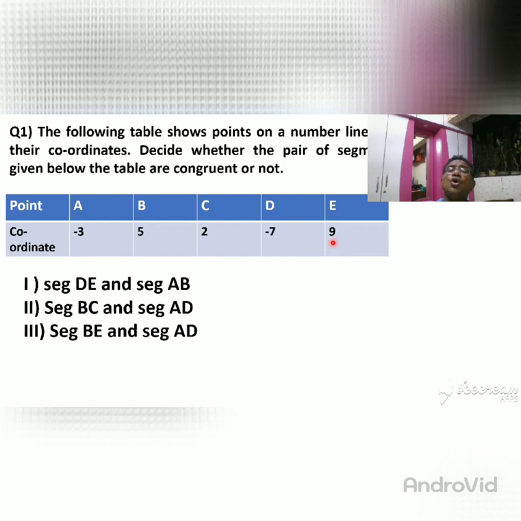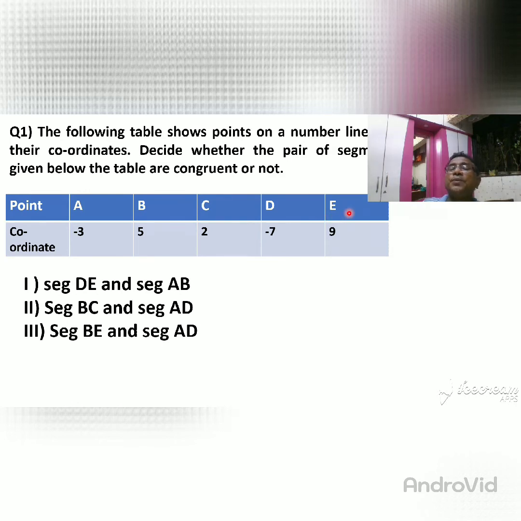So you compare 9 and minus 7. Why do you only compare 9 and minus 7? Because here segment D is given. So if you want to find the distance of segment D, then you must know the coordinates of D and the coordinates of E. So the coordinate of D is minus 7.